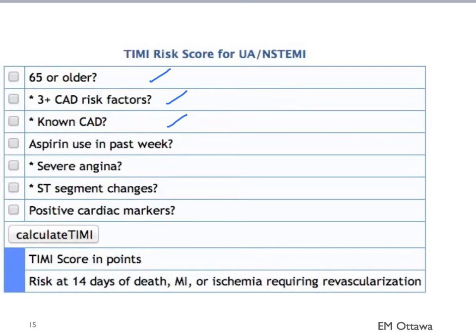Next point is known coronary artery disease, whether they've used aspirin in the past week, severe angina meaning more than 2 episodes in the past 24 hours, ST segment changes that are more than 0.5 millimeter, and positive cardiac markers. The higher the score, the more aggressive the treatment should be.